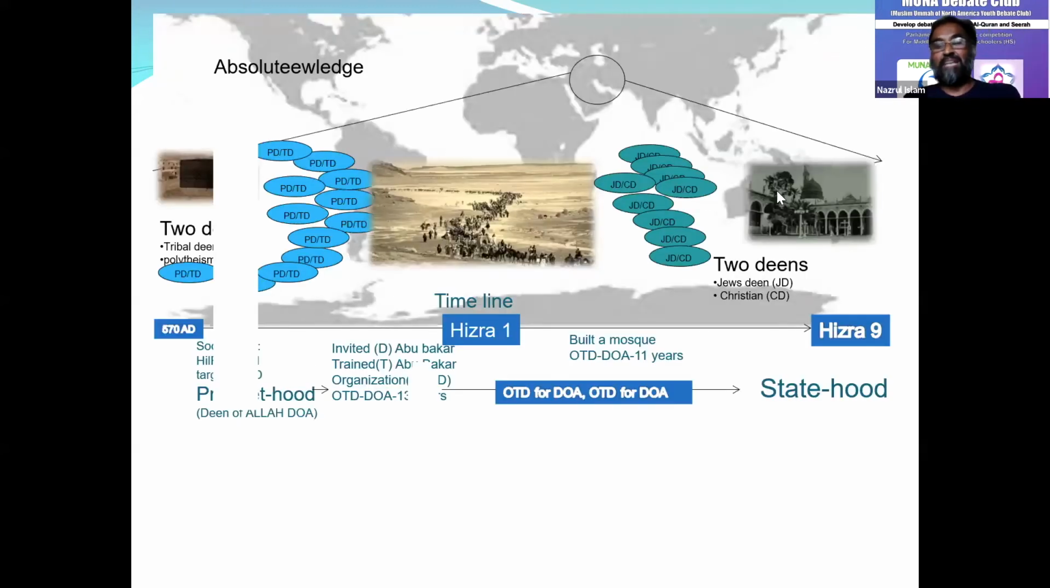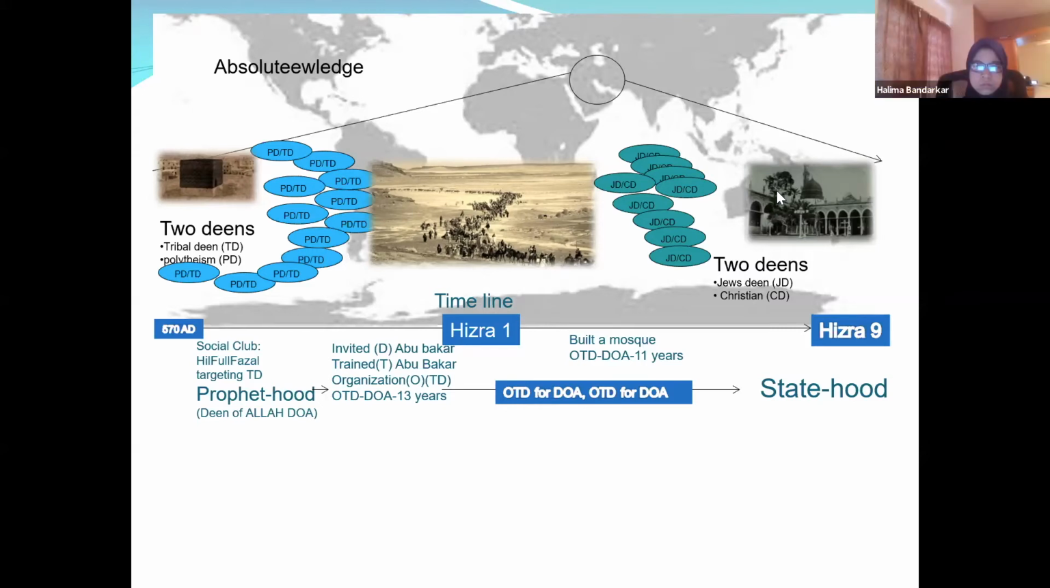So here are the examples. The Prophet ﷺ was debating with whom in Mecca? Halima? Who are the people in Mecca at that time? When Prophet ﷺ was preaching Islam, who was he debating with? It is the tribe and the idolaters, those who used to worship. Am I right, Halima? You got my point, what I'm saying?